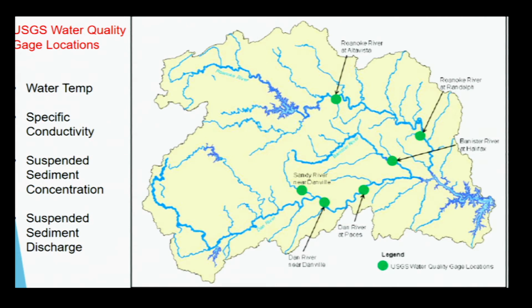So depending on where you are, there is a larger density of stream flow gauges, but here you can see some of those gauges. And these are important because here you get parameters such as water temperature, specific conductivity, suspended sediment concentration, and then suspended sediment discharge. Bedload measurements are very, very rare unless you do that for a specific project during a short period of time.